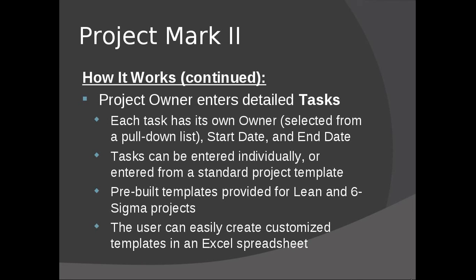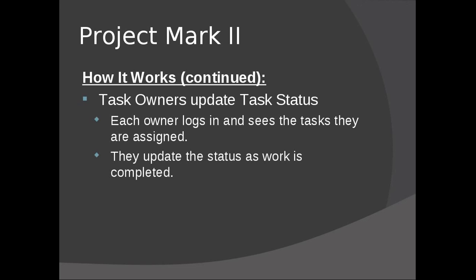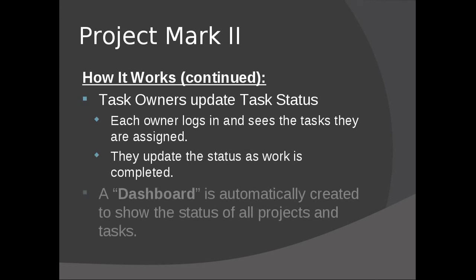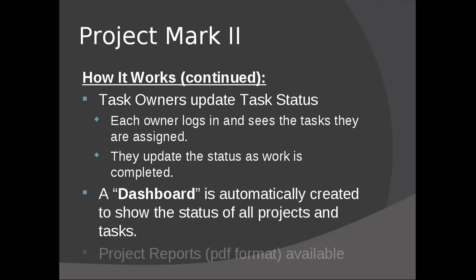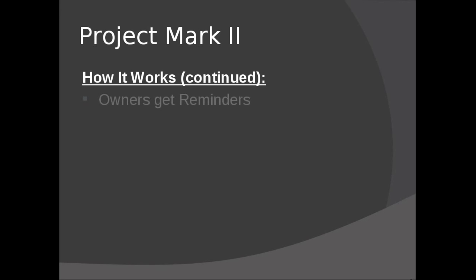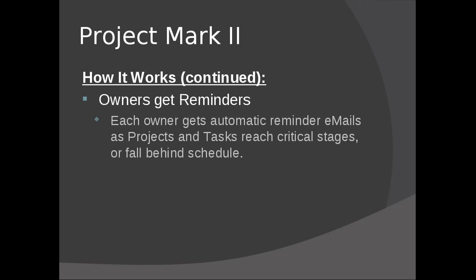Now, these tasks can be either entered individually, or we've pre-built templates for Lean and Six Sigma projects, and you can modify these templates or create your own because they're just simply an Excel spreadsheet. The task owners then log in through the web page, and they update the status as they work their tasks. And the system automatically creates a dashboard to show the status of all the projects, and it can also create project reports on each project in a nice PDF format that's suitable for distribution.